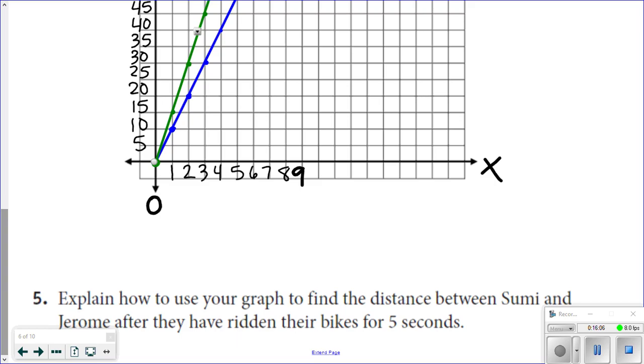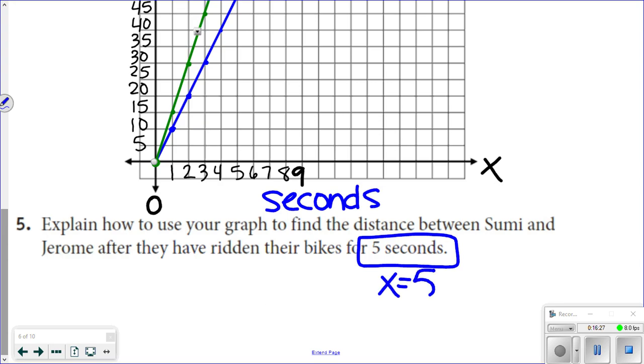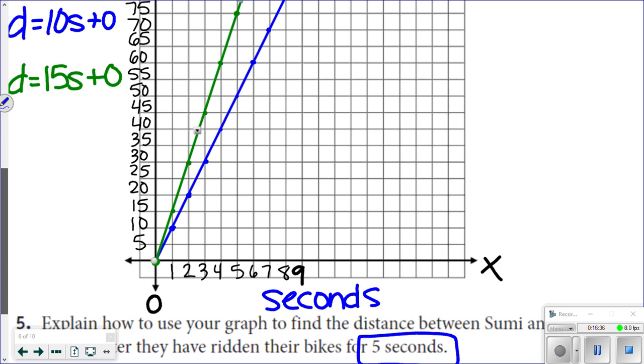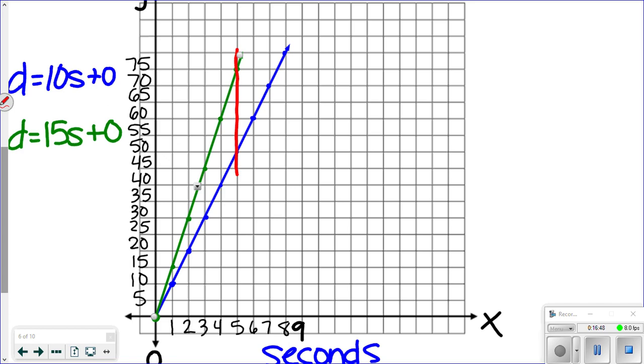So question 5 says, explain how to use your graph to find the distance between Sumi and Jerome after they've ridden their bikes for 5 seconds. So this would be on our x-axis, or our seconds axis. Remember how we were drawing in those vertical lines? So we're going to go over to 5 on the x-axis. And we could draw in, physically, if we wanted to, our vertical line. I'm only going to draw it from like here to here, basically. Or you could just look, whatever you prefer.